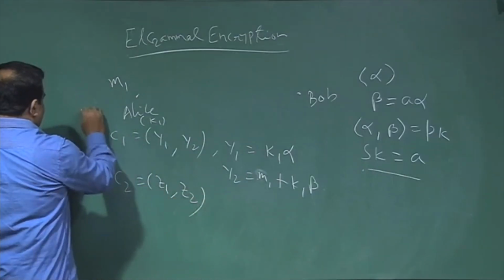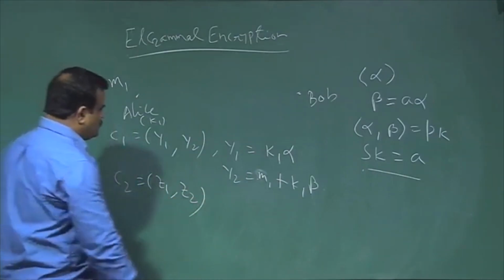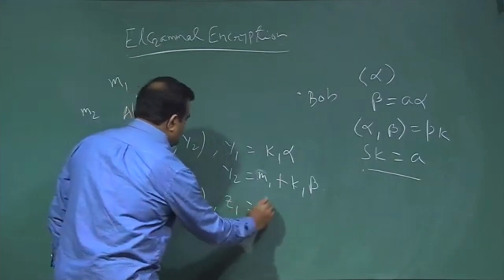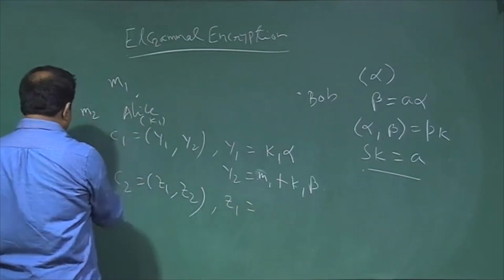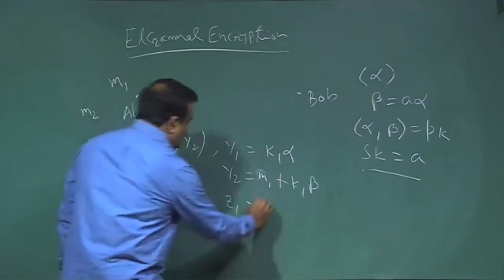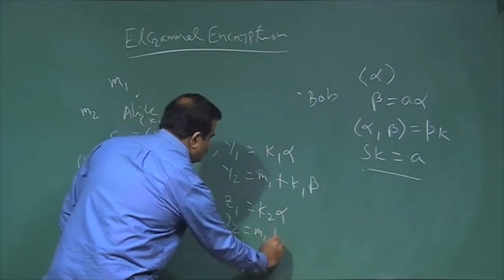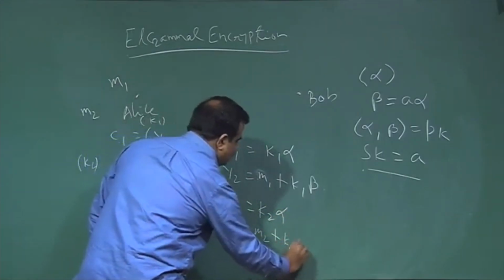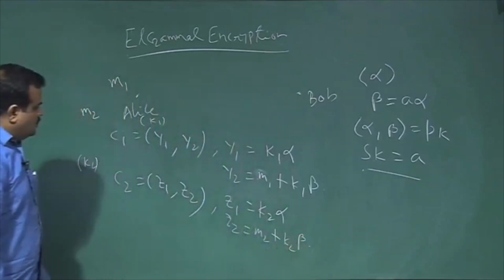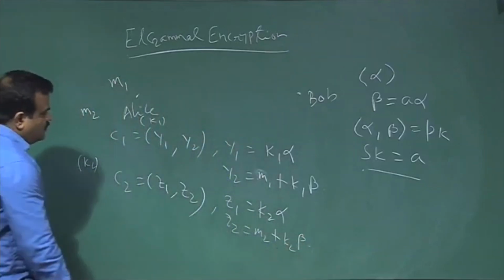C2 is the encryption of M2. So Z1 is basically K2 alpha, where we need to choose K2 as a random number, and Z2 is basically M2 plus K2 beta. So, if we just add these, we will get the following.